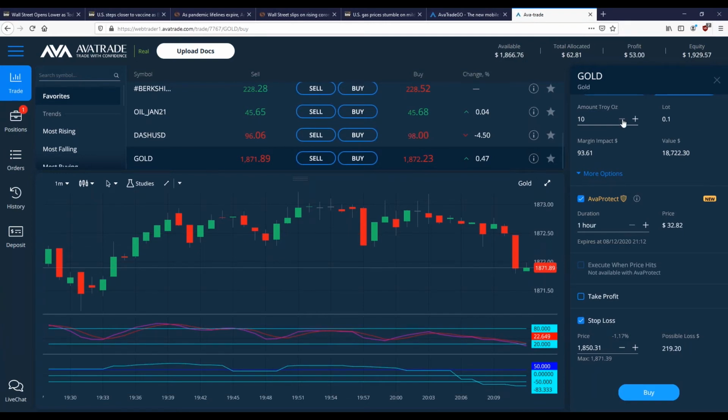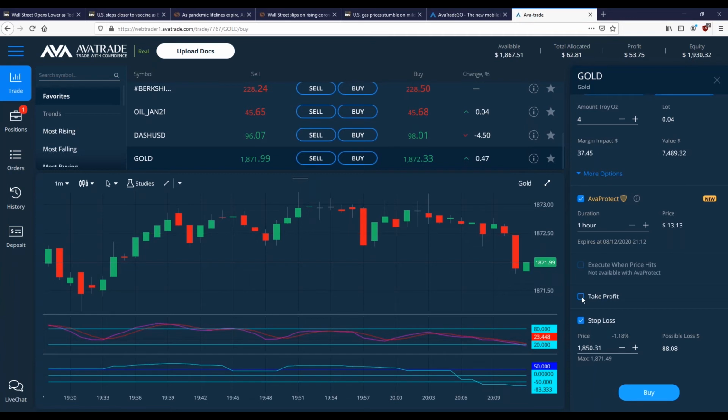Maybe I only want to risk 100. So now I have to lower the trade size until I see the risk show. There we are, possible loss 88. Maybe that's what I'm comfortable with. So you can go into your trade knowing how much you want to risk and calculate it here, with your trade size and your stop loss mark.